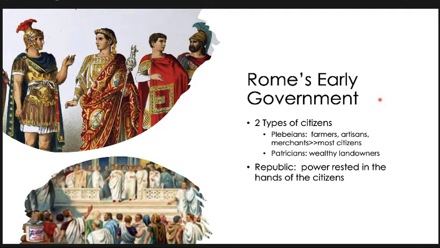Which group had the most people in it? Which one was the largest? The plebeians. Most people that resided in Rome were plebeians. Okay? All right.